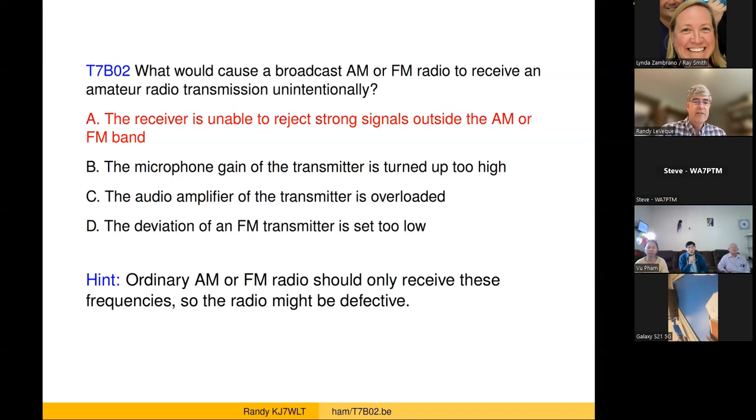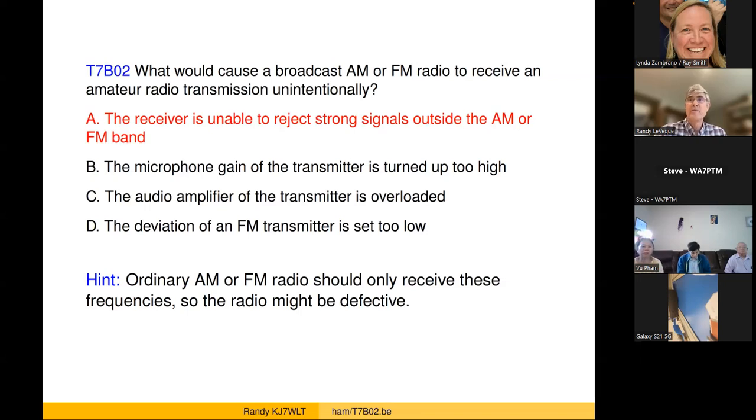And the answer here is A, the receiver is unable to reject strong signals outside the AM or FM band. So if you've got an AM or FM radio that's only supposed to be picking up the broadcast frequencies for AM and FM radio, then it should be automatically rejecting frequencies that are outside of those bands, and it shouldn't be picking up ham radio frequencies, or at least it shouldn't be amplifying them and sending them to the speakers, so you shouldn't be hearing them.